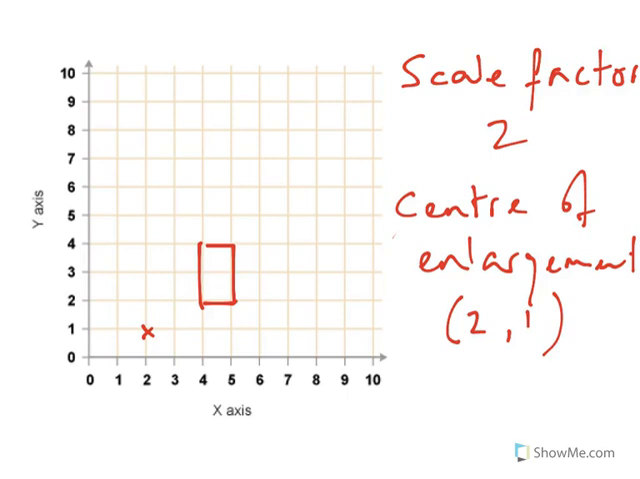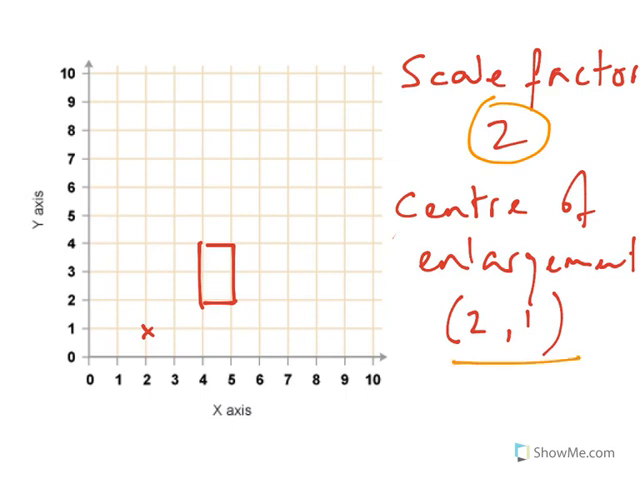Here is a lesson on enlargements. Enlargements is a type of transformation, and it's basically where you are going to enlarge a shape. In this case we have a rectangle, and you'll be told two pieces of information. You'll be told the scale factor, which is a 2 in this case, and you'll be told the centre of enlargement, which is a coordinate.